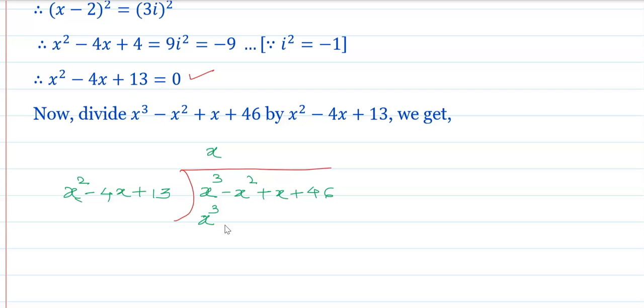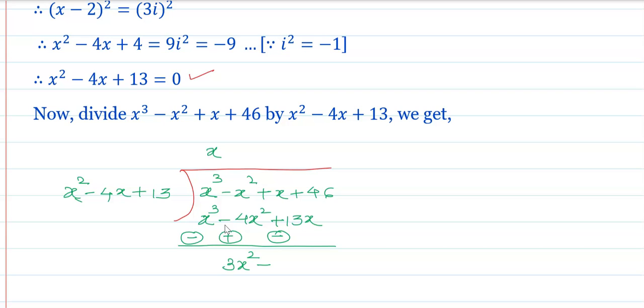प्रत्येकदा पहिल्या टर्मचाच विचार करणार. x into x square you will get x cube, minus 4x square. Okay. Next is x into 13, then you will get 13x. Okay. पुढे इथे डिव्हिजन करताना साइन चेंज करणार, minus plus, and again here you will get the minus. Plus x cube minus x cube 0, minus x square plus 4x square, then you will get 3x square. Okay. Plus x minus 13x, then here you will get minus.